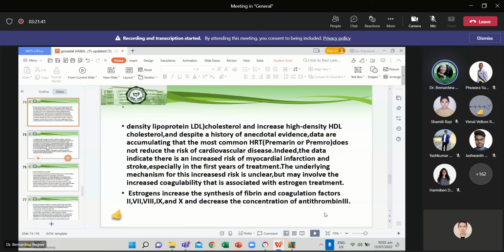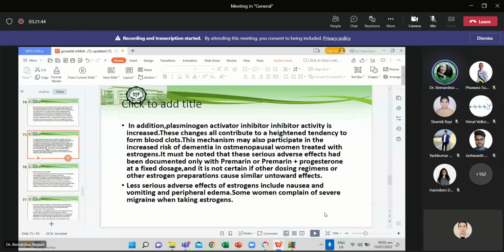Okay, so those are the probable risks of giving HRT in women who have a previous history of cardiovascular problems, plus your plasminogen activator inhibitor is increased. Plasminogen activator inhibitor. These changes in the woman's blood can contribute to a heightened tendency to form blood clots. Okay? This mechanism may also participate in the increased risk of dementia in postmenopausal women treated with estrogens.